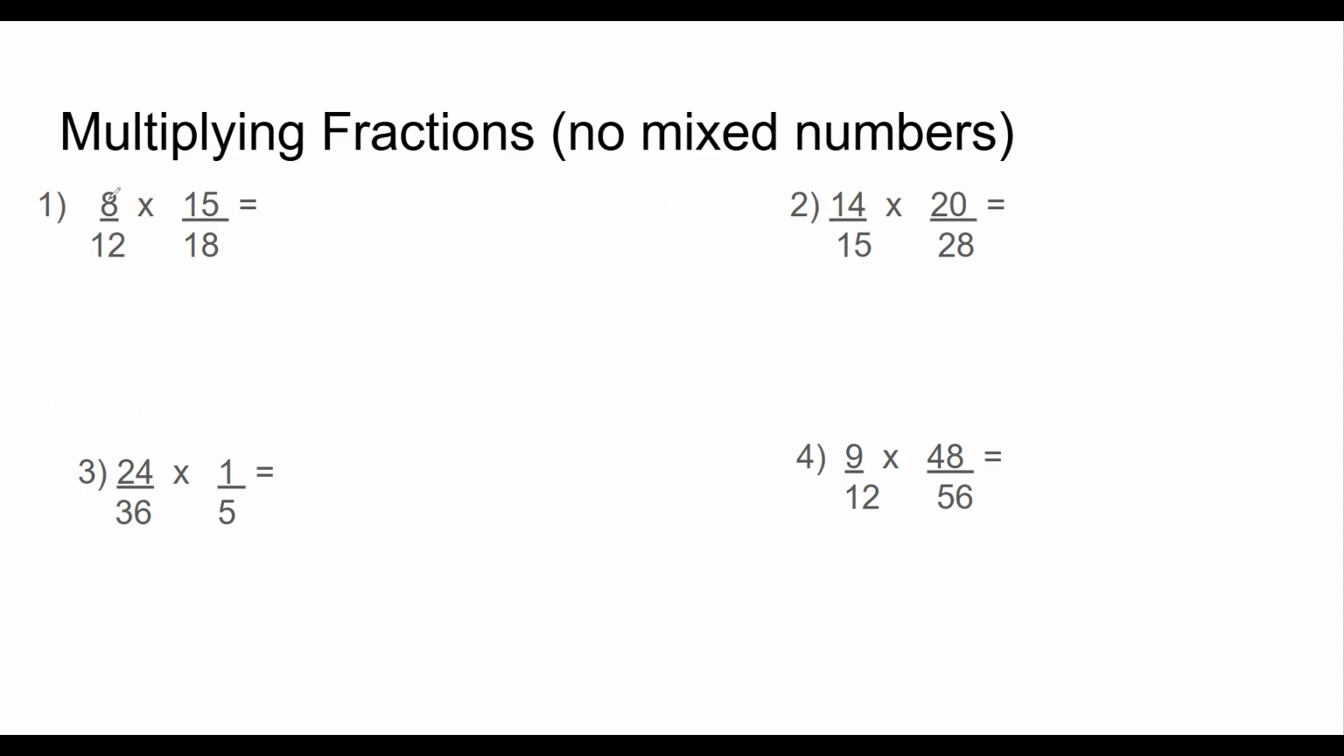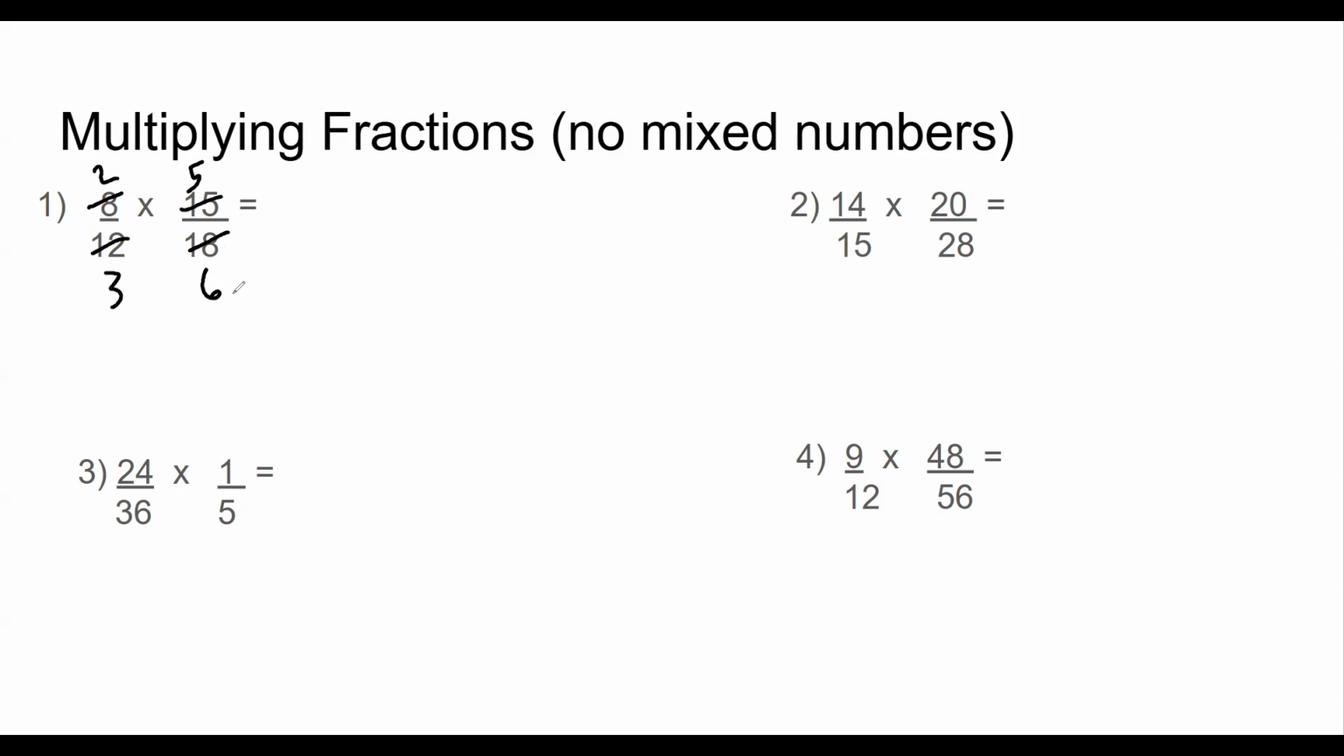And I could do like 8 can be reduced at 18 or 12. I'm just going to do by 12. So I'm going to say what number goes in both? 4 goes into both. 4 goes into 8 twice, and 4 goes into 12 3 times. Now I could divide this 3 and 15. I could reduce that, or the 15 and 18. I'm just going to do 15 and 18. What goes into both? 3 goes into both. 3 goes into 15 5 times. 3 goes into 18 6 times.